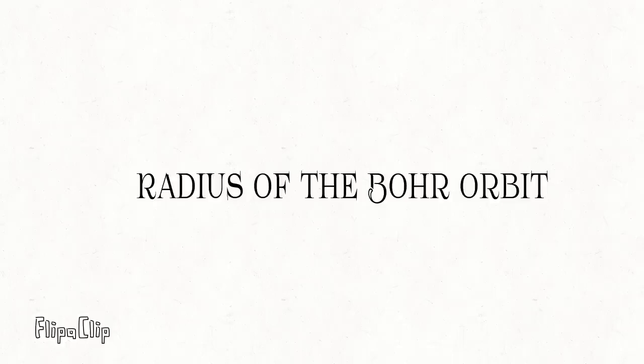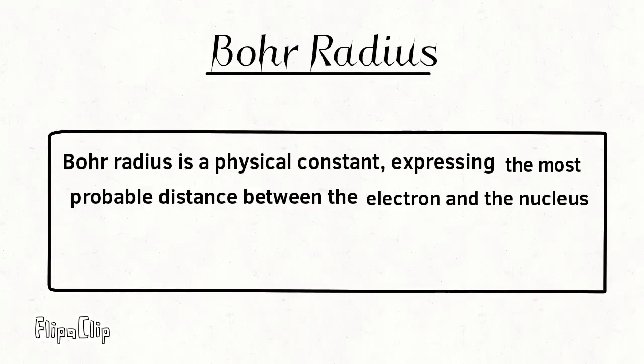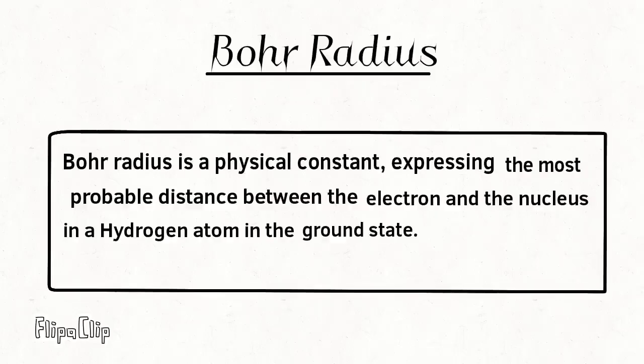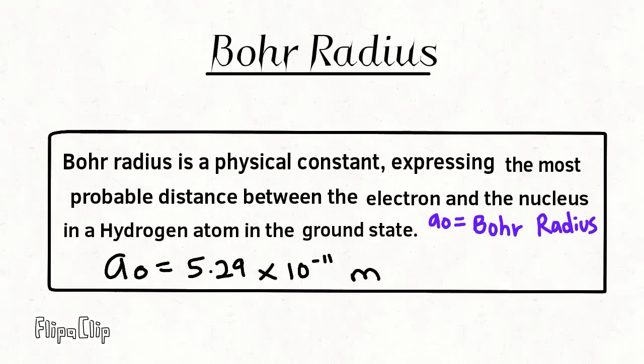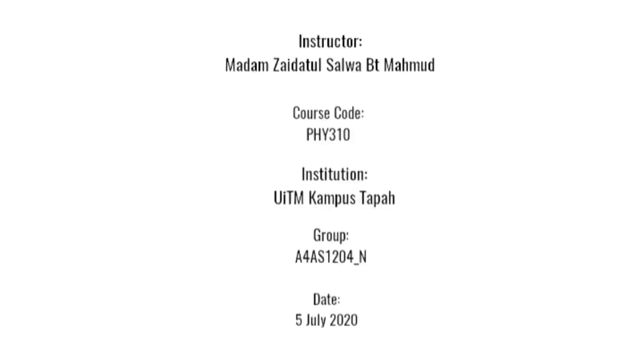So next is the radius of the Bohr orbit. In atomic physics, the Bohr radius is a physical constant expressing the most probable distance between the electron and the nucleus in a hydrogen atom in the ground state. Due to his prime role in building the Bohr model, this physical constant is named after him. The value of the Bohr radius is 5.29 times 10 to the power of negative 11 meters. So that's how the existence and the structure of the atom was discovered.